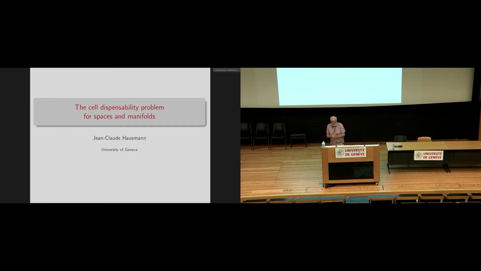So I'm not going to talk about anything related to the work of Vaughan Jones, but it's such basic algebraic topology that it should be related in some way. So we consider the following problem. We take a space and we ask whether it is homotopy equivalent to a CW complex without cells in some range.